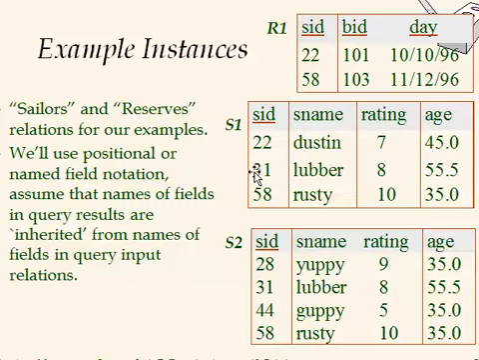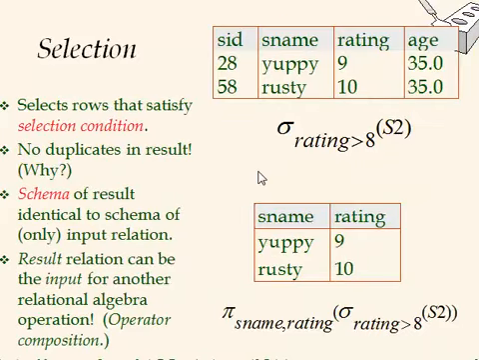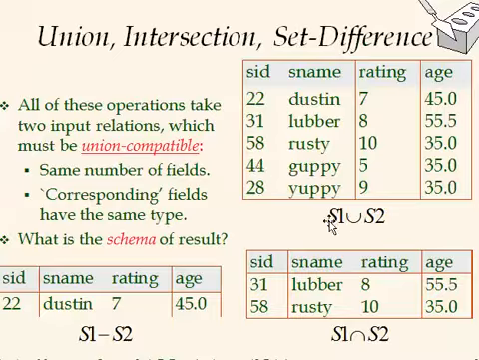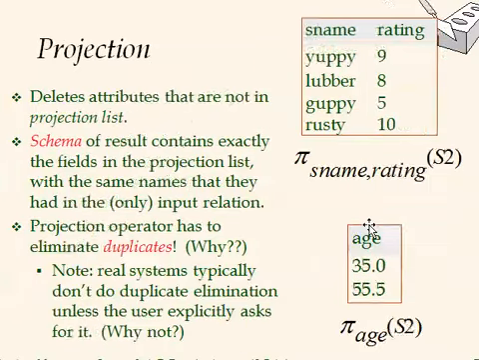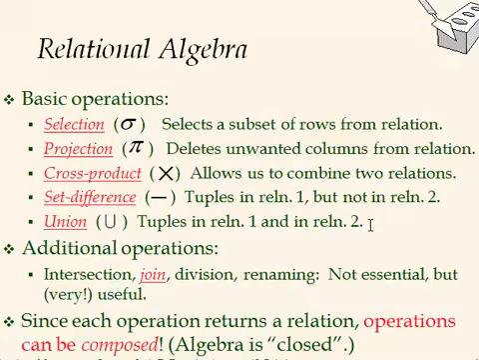When we want to union, intersect, or apply the set difference, they need to be compatible. So here, when I do S1 union with S2, it's the same idea that you got from set theory on doing the union.